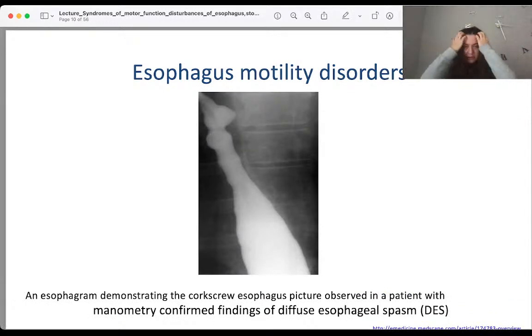And one more X-ray for you. It is an esophagram demonstrating a corkscrew esophagus picture observed in a patient with manometry-confirmed findings of diffuse esophageal spasm. In the previous picture you saw achalasia, where the esophagus looked like a line. Here, in a slightly different form, is the X-ray picture of esophageal spasm.